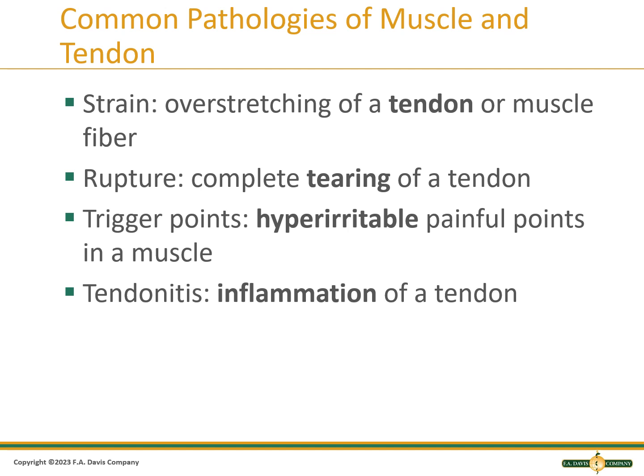Common pathologies of the muscular system include a strain, which has a T, so remember it affects the tendon or muscle fibers, and is a tear or overstretching of the tendon or muscle fibers. If a strain gets too severe, it will turn into a rupture, which is a complete tearing of a tendon. Muscles can also develop trigger points, which are hyperirritable, painful points in a muscle. And we also have tendinitis. Remember, itis means inflammation, so tendinitis is going to be inflammation of the tendon.